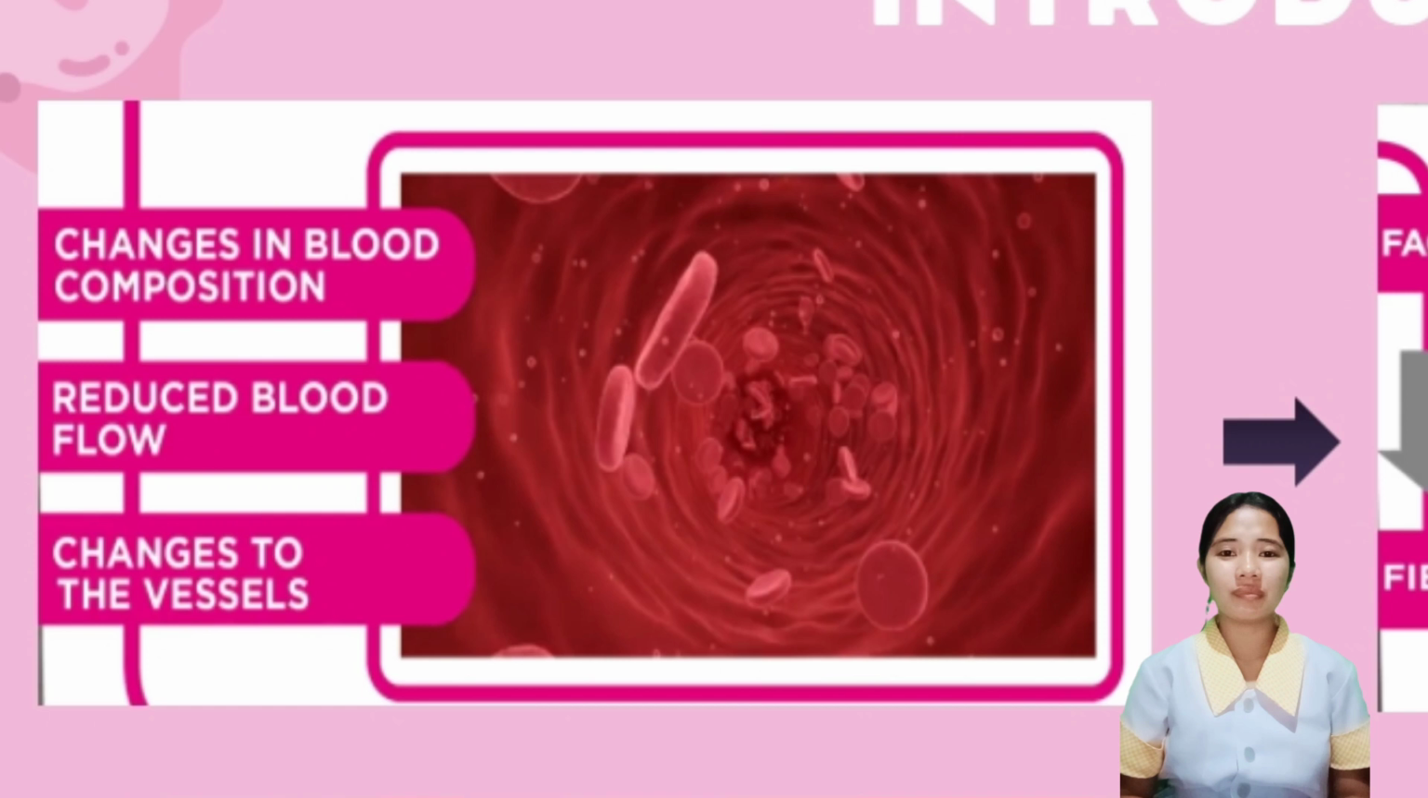In the slow movement of blood in the venous system, there will be changes in the blood composition, and a reduction of blood flow or changes in the vessel wall can result in the formation of fibrin-rich clots.